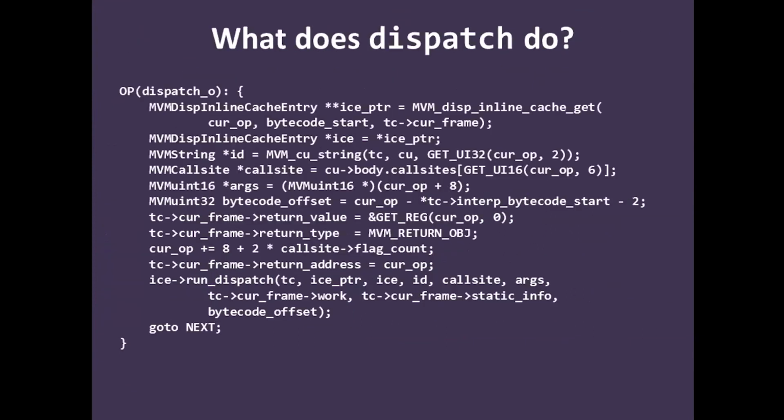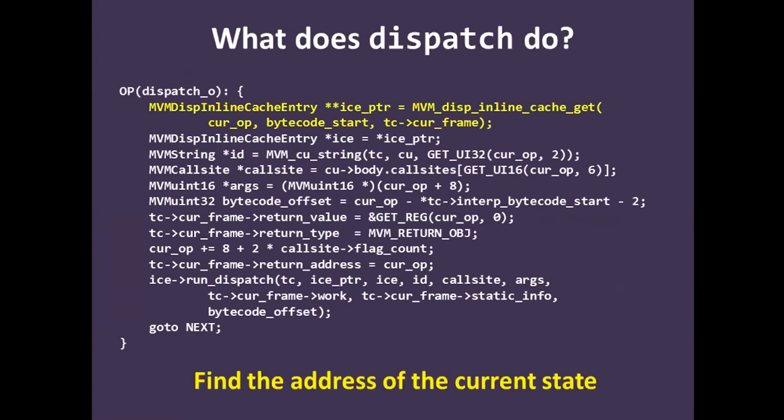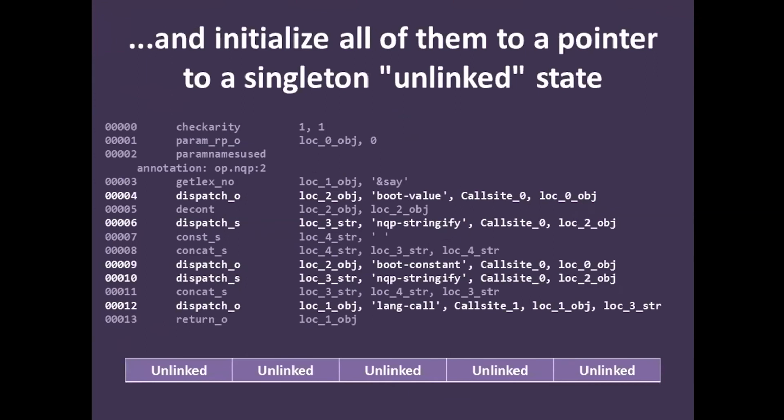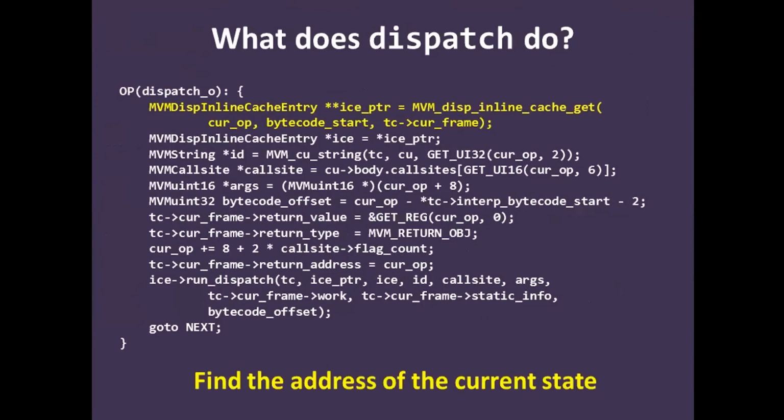When we run the dispatch op, it does this. And don't worry about all the details of this, but we'll walk through the steps. First, it finds the location of the current state. And by the current state, I mean the slot that we allocated for the dispatch instruction. It then says, okay, what is the current state? So it dereferences it to see what sort of result we have there now.